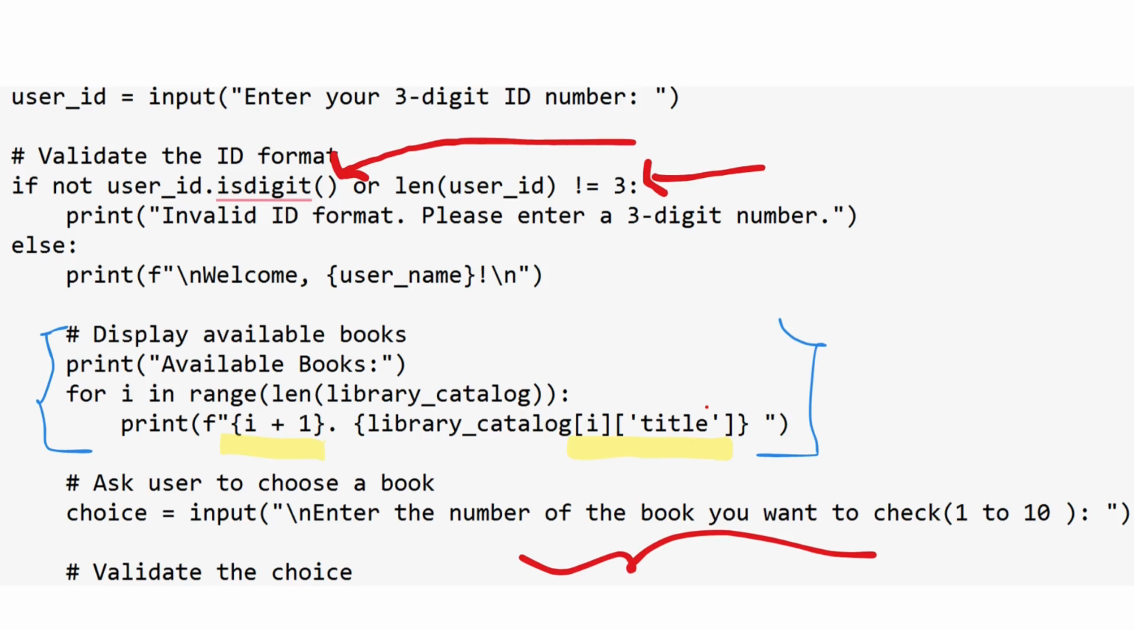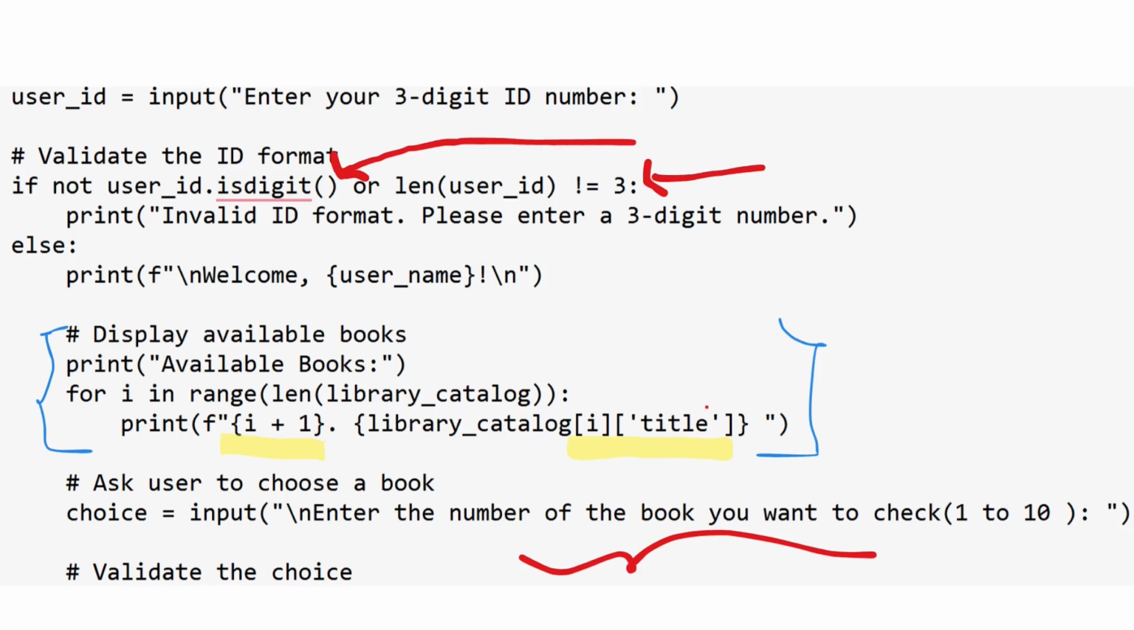If the user ID is not completely digits, or if the length of the user ID is not equal to 3, then this if block will be executed. It will give a message like "Invalid ID format, please enter a 3-digit ID number." And if the user entered correct details, where the length is 3 and it satisfies the isdigit method, then of course the else block will be executed and it prints welcome and the username, whatever the username is.